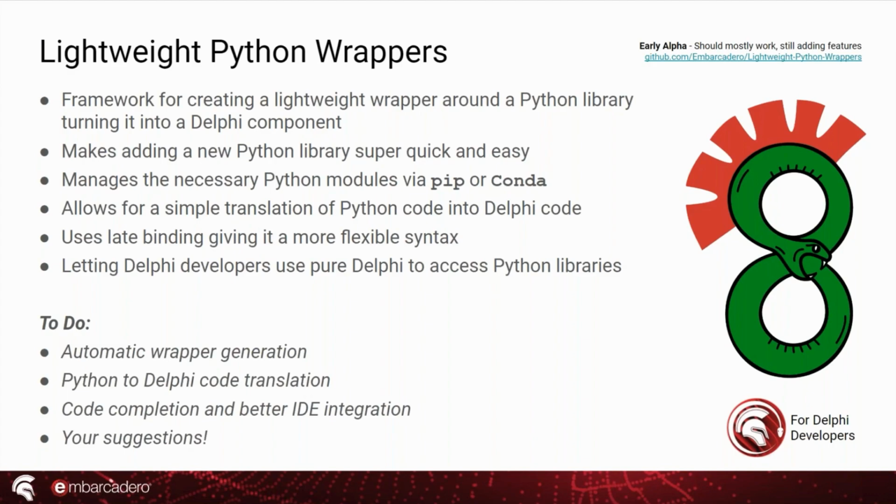So if you have a Python library you want to use and you've got some example code in Python, the idea is it could just translate it for you into Delphi and it would just work like magic. There's also, it is using late binding, which gives more flexible syntax, but it means that there's no code completion or IDE integration. So that's something we're also looking at doing through an IDE add-in. So that's also on the to-do list.